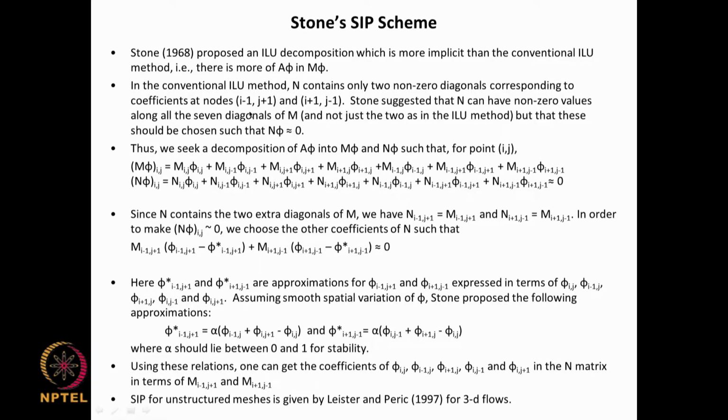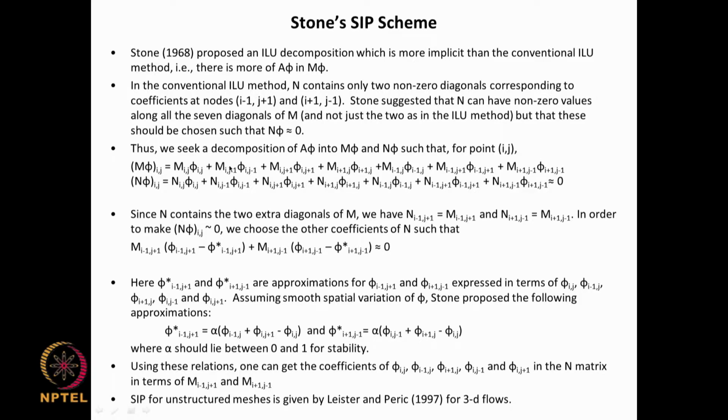Okay. So, if n phi is close to 0, and since A phi is written as m phi plus n phi, then there is more of A phi in m phi. Okay. So, the key thing is that by relaxing the assumption that n should have only the 2 additional non-zero diagonals, and relaxing it in such a way that you enable all the 7 non-zero diagonals to be present in n phi, but choose them in such a way that they cancel the effect of each other, you may be able to get an overall n phi which is equal to 0.